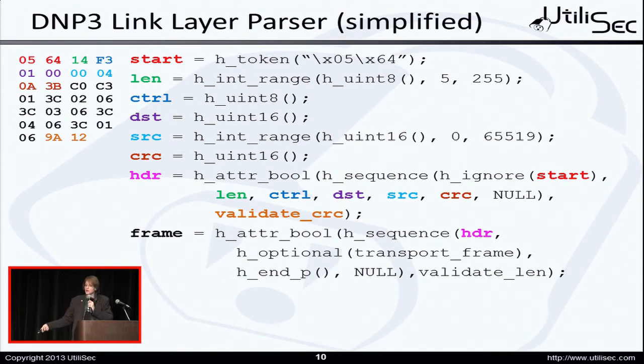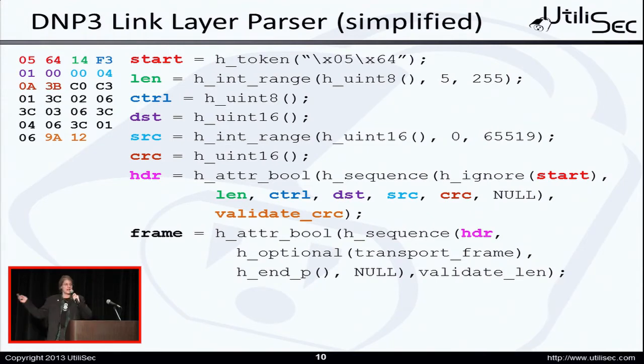So we've got this h_attr_bool combinator, which basically lets you define boolean validation functions that operate on the abstract syntax tree of everything that's been parsed so far. So that validate CRC reference is to a function that examines the sync, the length, the control octet, et cetera, and makes sure that that CRC value is actually correct.